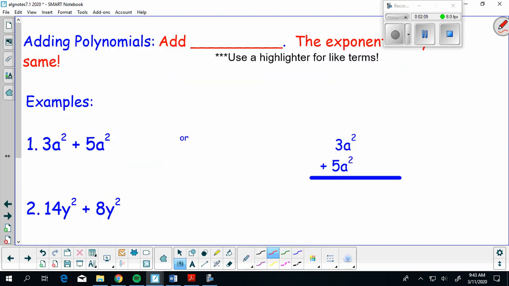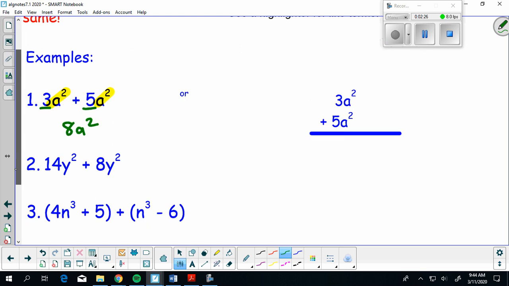Okay, so when we add polynomials, we combine like terms. So I'm going to use a highlighter to show this. You know it's a like term if it has the same variable and the same exponent. So these two are like terms. So I add their coefficients or their front number. So that would just be 8, a to the second.